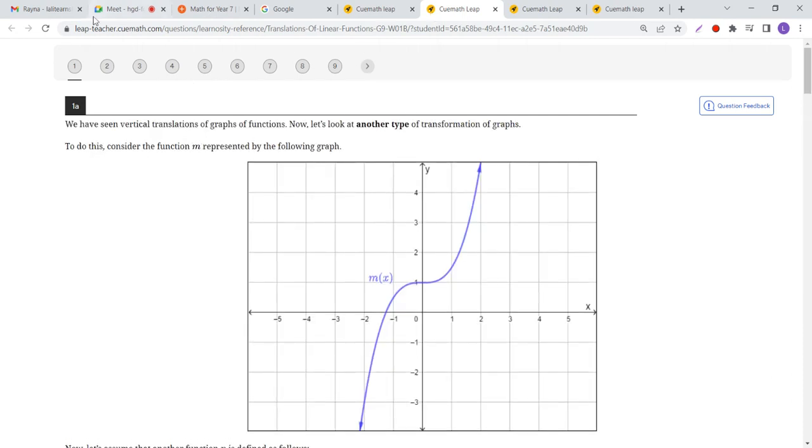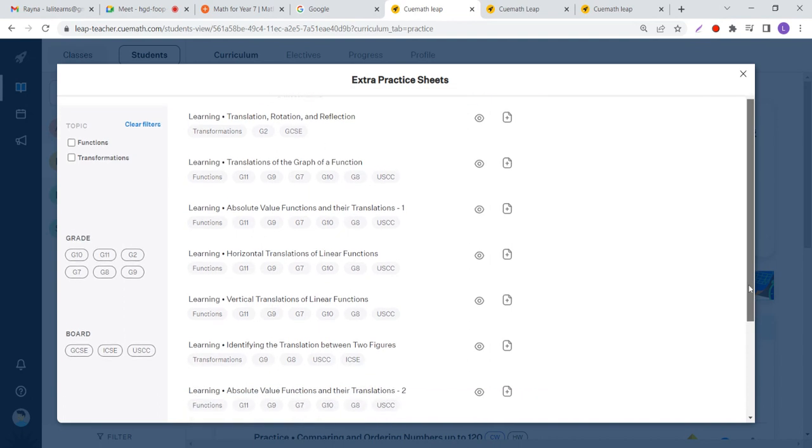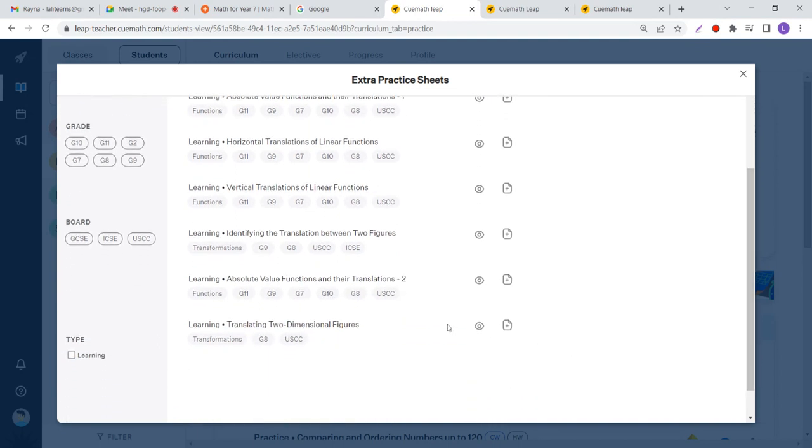Functions. We don't need, you don't have functions. Let's not go for functions right now. Just identifying translation between two figures. Just simple two-dimensional figures. Translations.